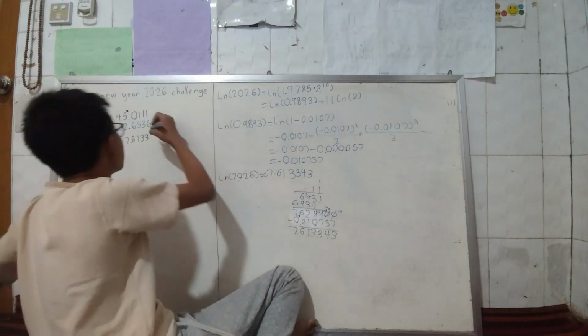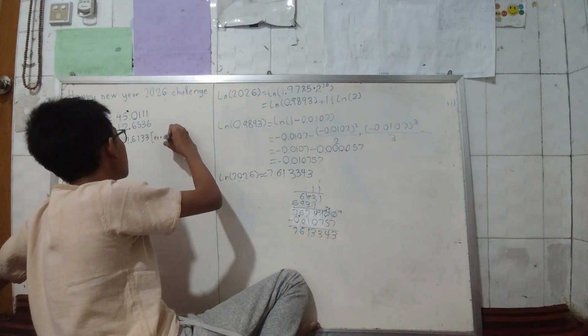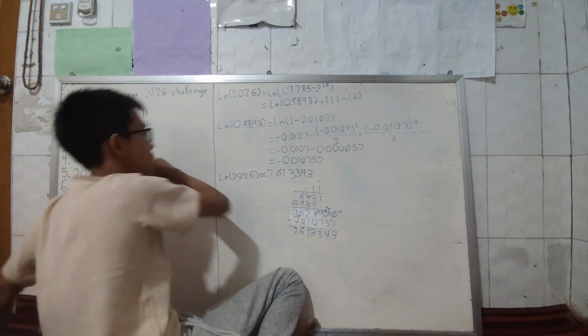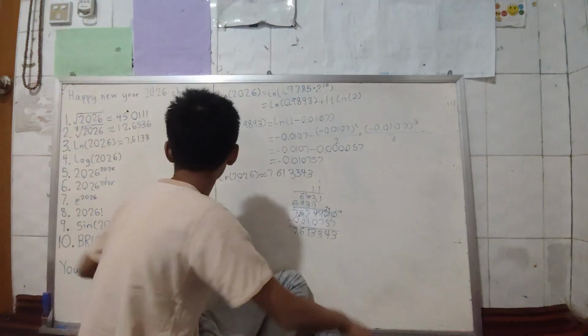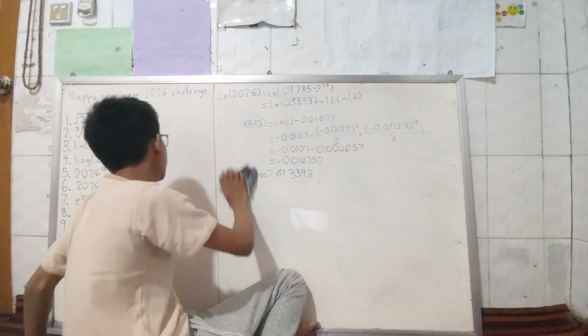So let me put error. I don't think so. I don't think I want to do that. Okay, what about the logarithm? I mean the common logarithm of 2026.